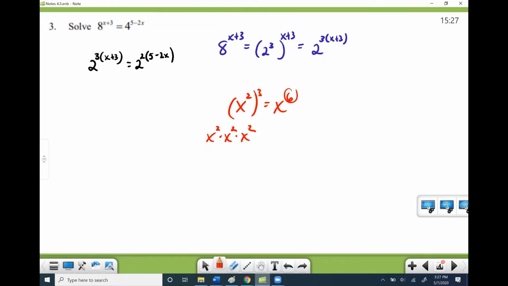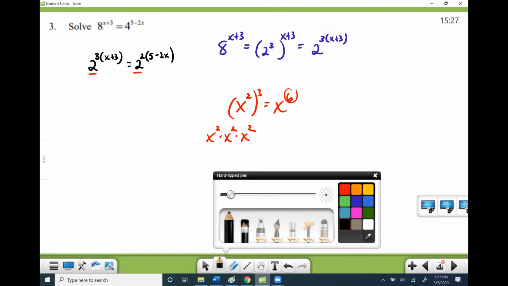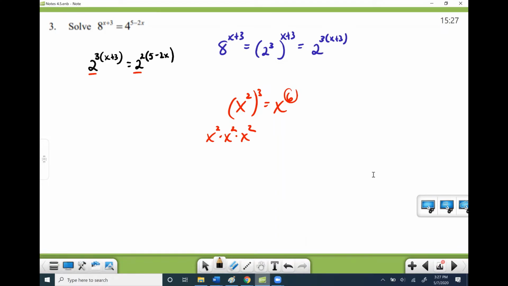Great. Okay, so the bases match. So we're going to go ahead and, excellent. Okay. So let's see here. We'll distribute.